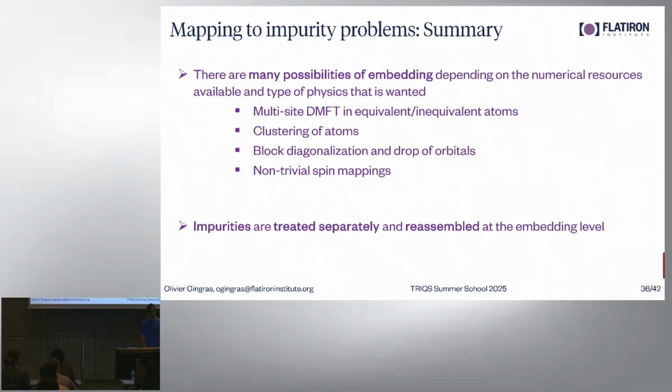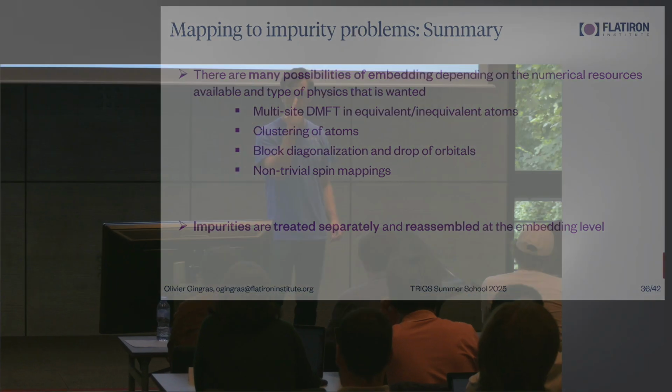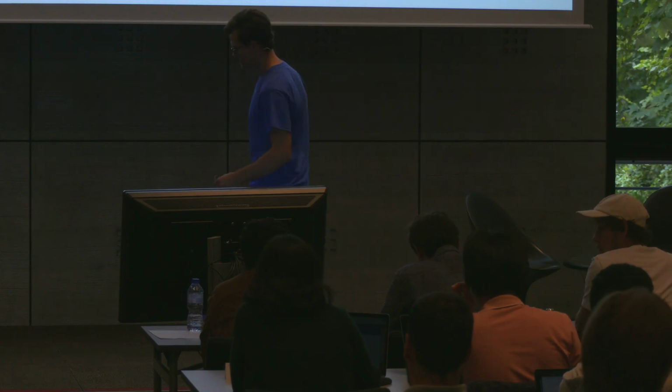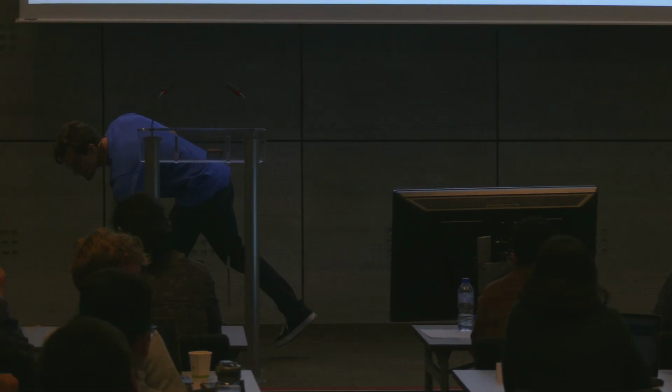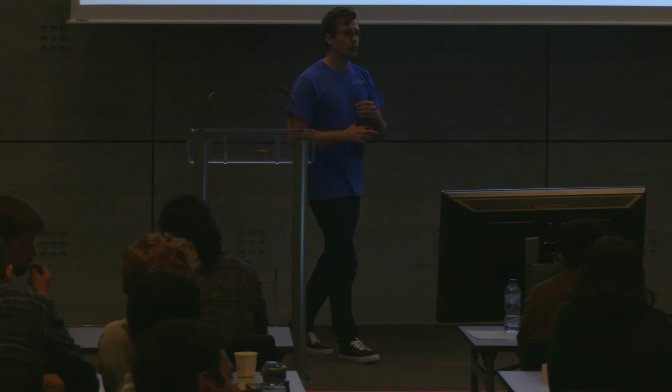Yes? Regarding the other point, why is CT-HYB the most used impurity solver in real materials? Because I would think, why isn't CT-INT used more, because it's better for low interaction strengths or for more orbitals? Is there a reason why CT-HYB is used more? I think that's a question for the last talk. Maybe I repeat it. So the question is, why is CT-HYB actually used for the realistic DFT plus DMFT calculation, and not CT-INT? Is there some good reason for it?